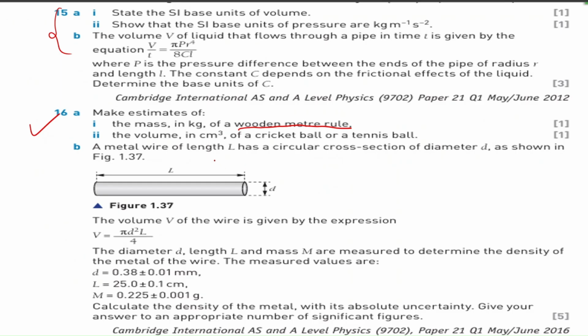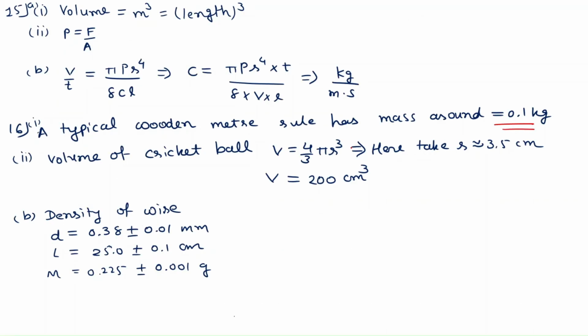In the second part, we have to find the volume in centimeters cubed of a cricket ball, or you can say a tennis ball. In order to find the volume of the cricket ball, you have to know its radius. Here I take 3.5 centimeters as its radius. I put this value in the volume formula and got a volume of about 200 centimeters cubed. You can do this at home as well.